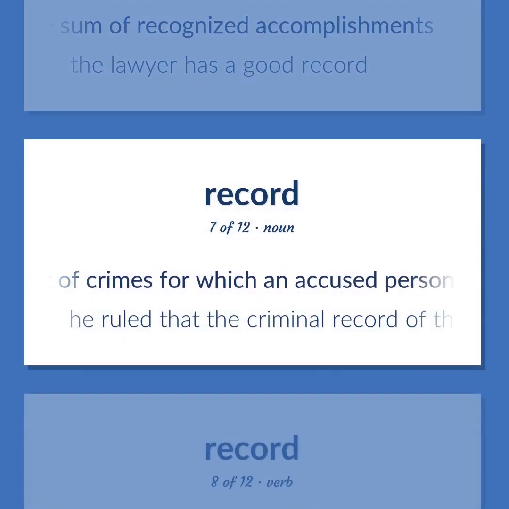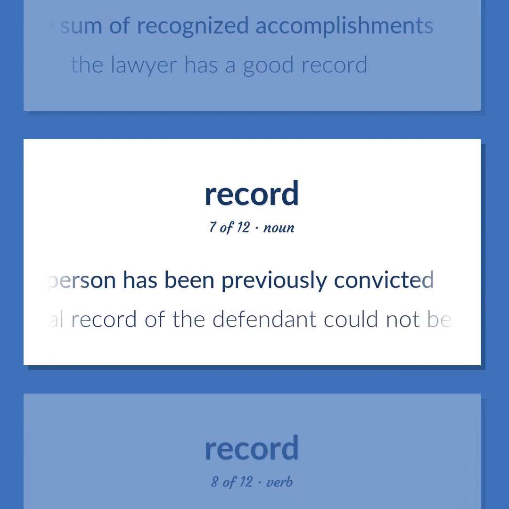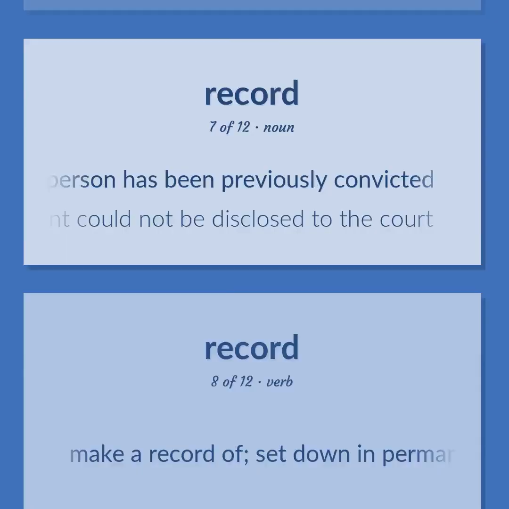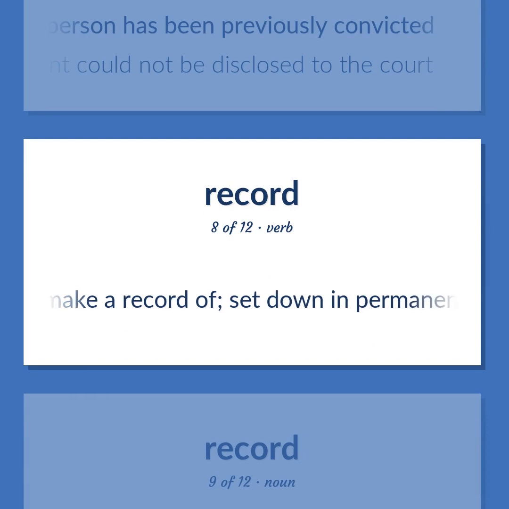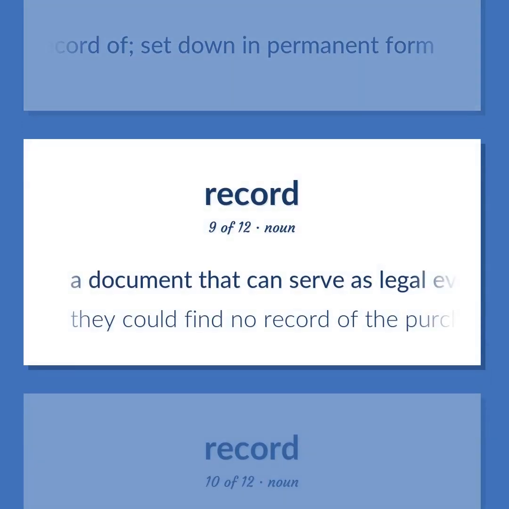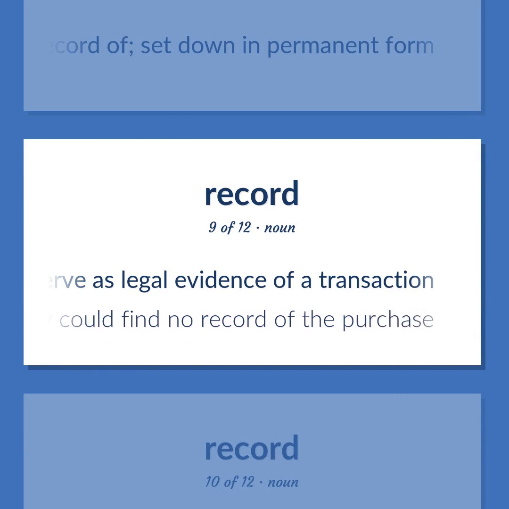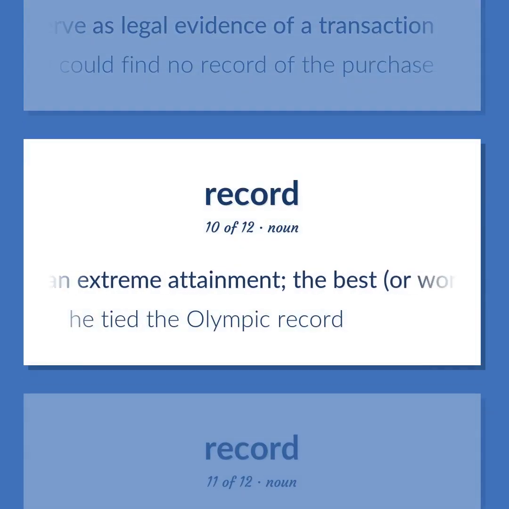A list of crimes for which an accused person has been previously convicted. He ruled that the criminal record of the defendant could not be disclosed to the court. Make a record of. Set down in permanent form. A document that can serve as legal evidence of a transaction. They could find no record of the purchase. An extreme attainment. The best, or worst, performance ever attested, as in a sport. He tied the Olympic record.